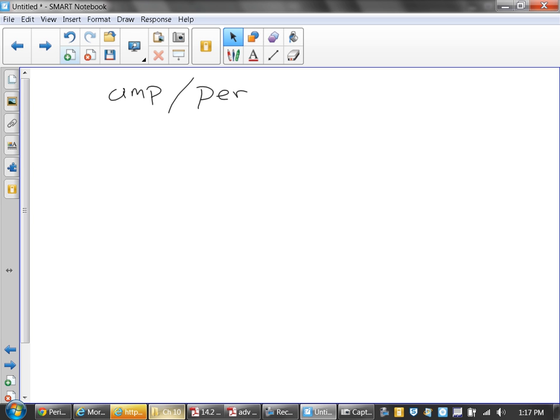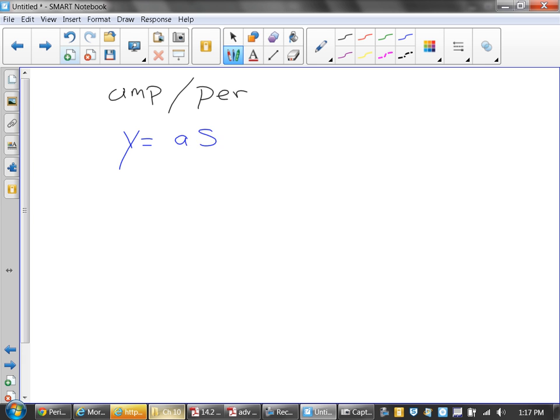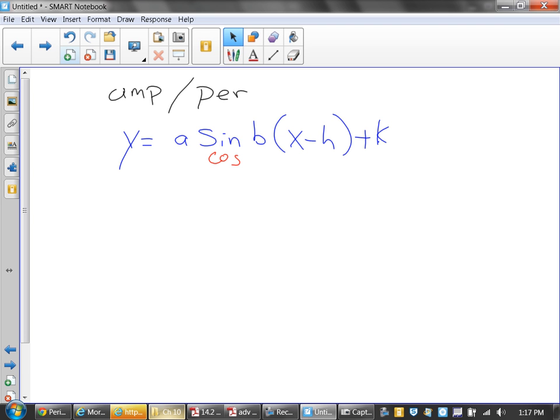All right, so we go. Amplitude and period. When you're dealing with amplitude and periods of sines and cosines, remember, when you're dealing with sine and cosine, they both have the exact same generic formula. They both have the same generic setup.